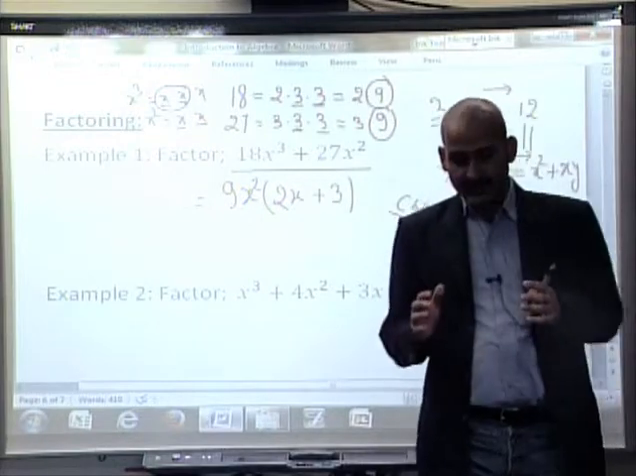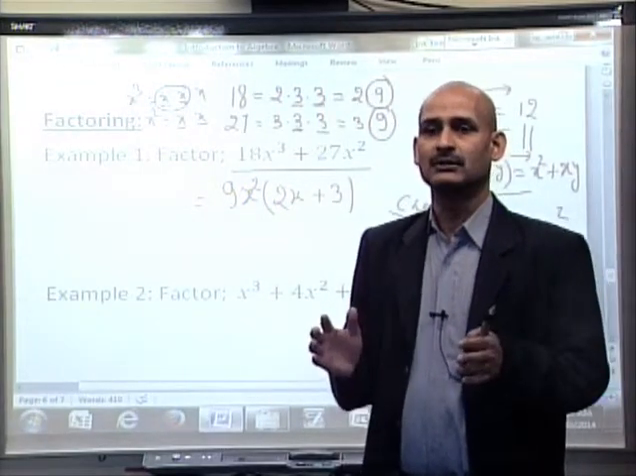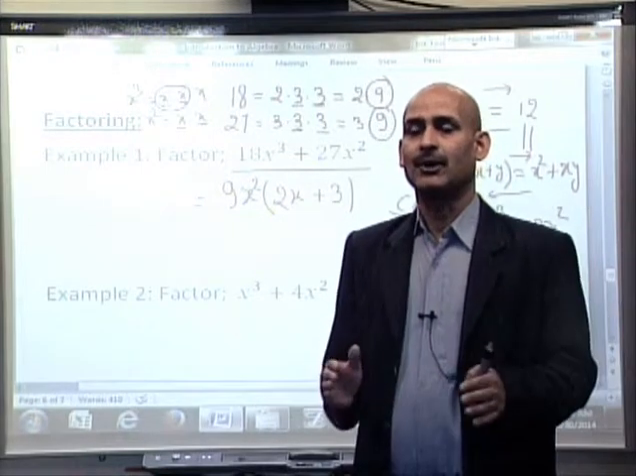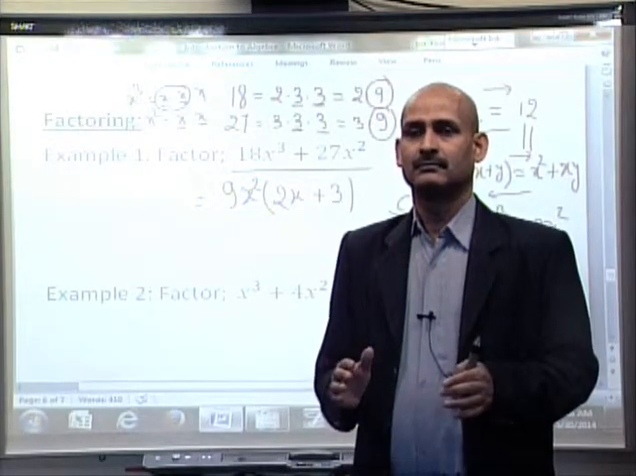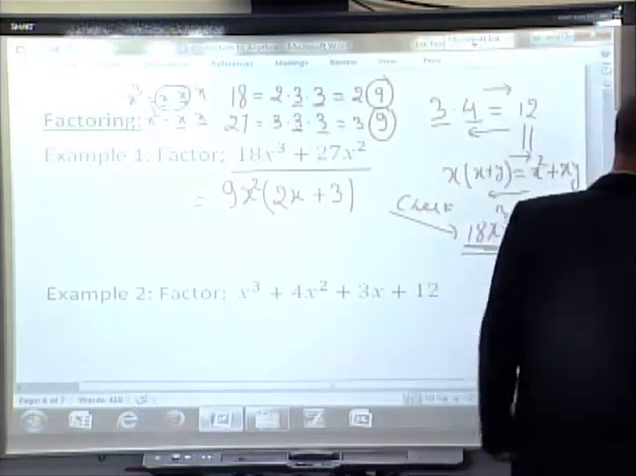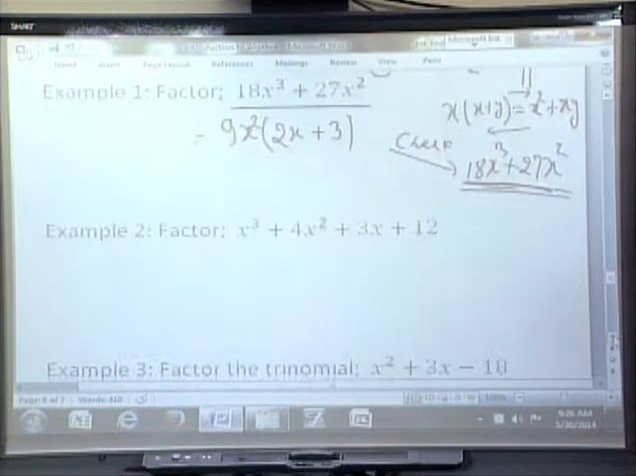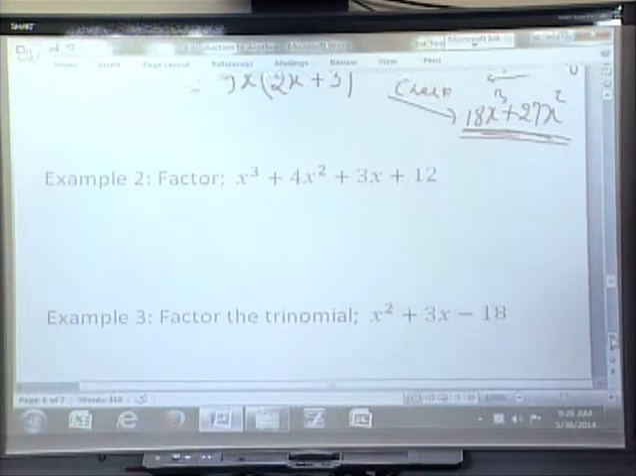So the basic idea is when we want to factor something, take out the greatest common factor of the terms in the expression. Now let's look at one more example. Let's say we want to factor this.